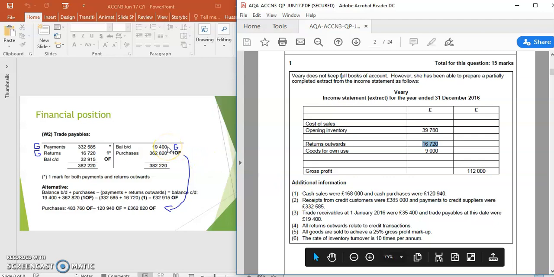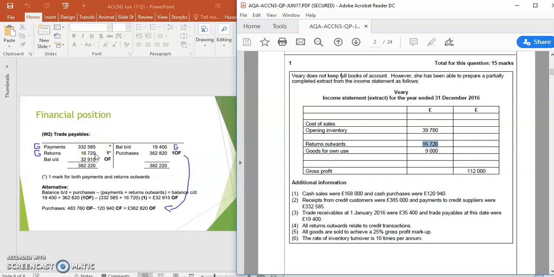So you've got your balance brought down, you have your payments, which is given, you've got your returns, they reduce the value of the trade payables. Purchases, same as for trade receivables. We have purchases which we worked out earlier, 483,760, and we have cash purchases. Using the total purchases figure, take the cash away, and that leaves you with your credit purchases figure. Balance off the account, and there you have the carried down figure.